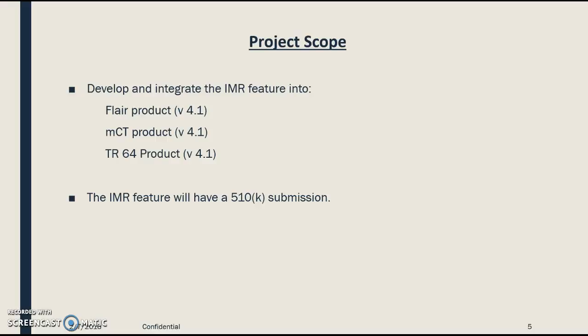Project scope. So the scope of this project is to develop the IMR feature and integrate the IMR into FLAIR, MCT, and TR64 product. So the software version for all the three products would be 4.1. In principle, the development for this project is organized around developing the IMR feature and then integrating it into these target products with the reconstruction hardware. So there is one thread of development for IMR with the first transition into FLAIR product, second transition would be into MCT, and third would be into TR64 product. The IMR feature will also have a 510K submission which is required by FDA.